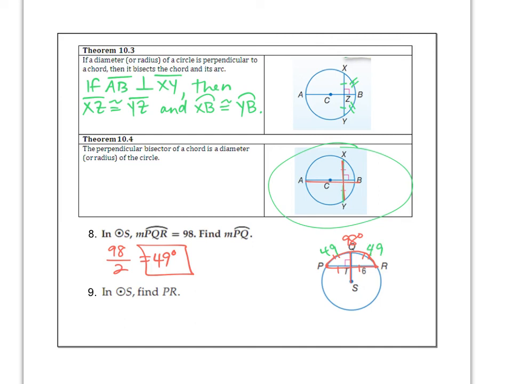In circle S, find PR. Might help if I erase some of this. So this time they want us to find the distance from P to R. That means from here to here. It's not an arc this time, so you want to take the shortest distance between P and R. You can see this side is 6. Because this radius is perpendicular, this side will also be 6. So the distance from P to R is 2 times 6, which is 12. And there's no label.